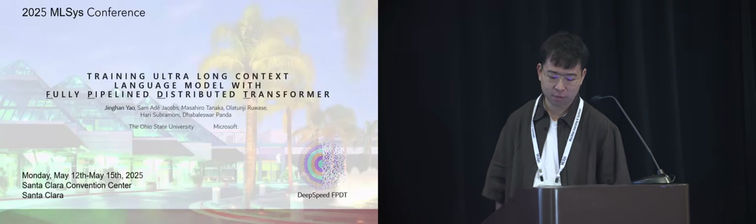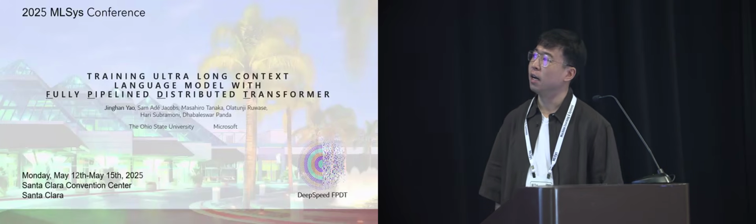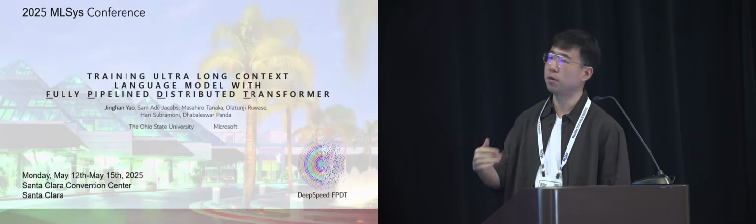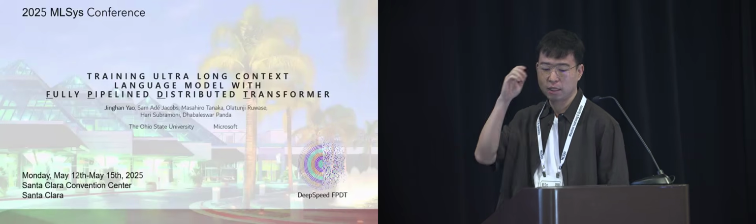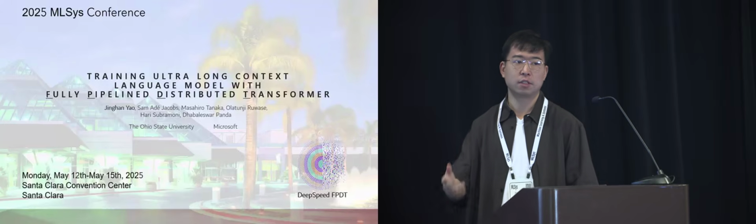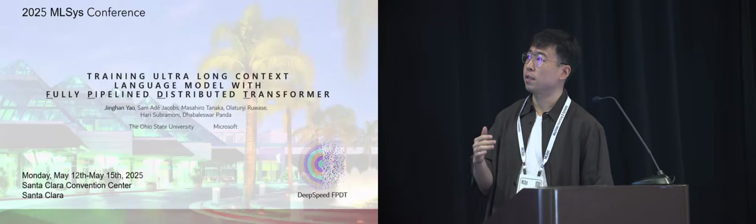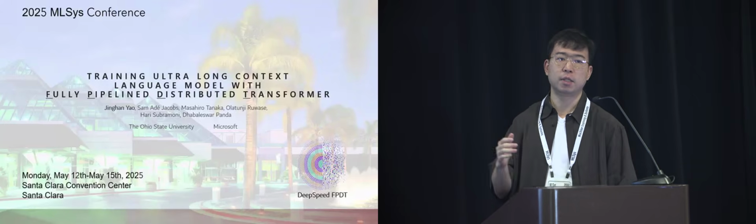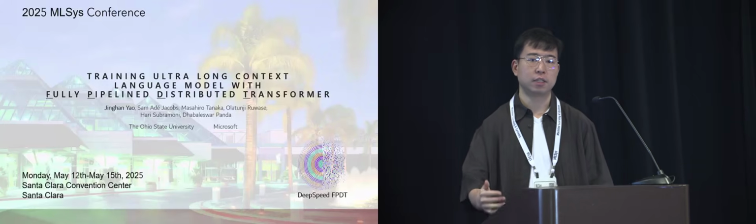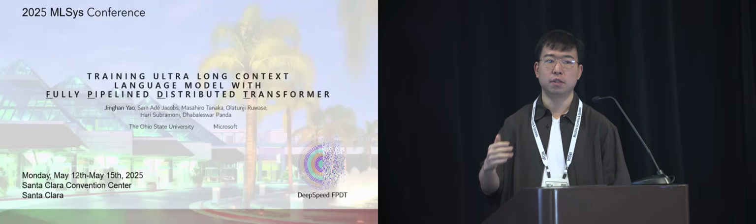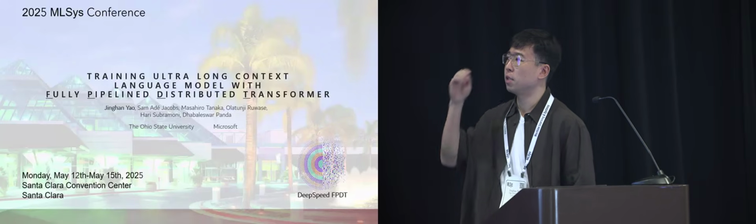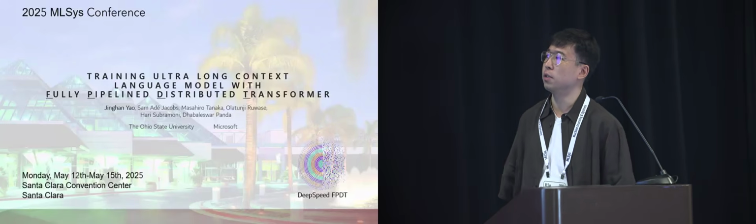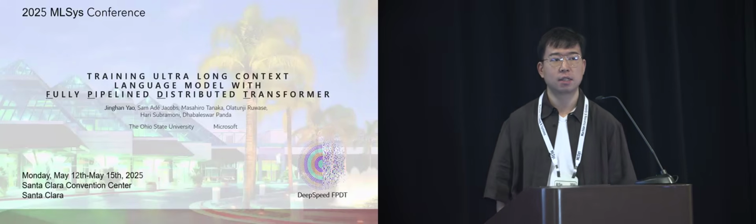I'm Jing Han from Ohio State University. Today it's a great pleasure for me to present our paper. Basically, we're telling you about how to efficiently train long context cases in large language models. It's not limited to just training. We can do fine tuning or even pre-filling during inference. This is work done when I was interning at the Microsoft DeepSpeed team last year.